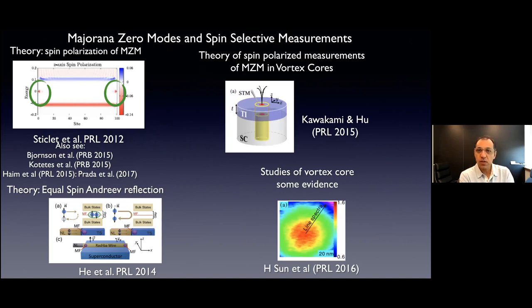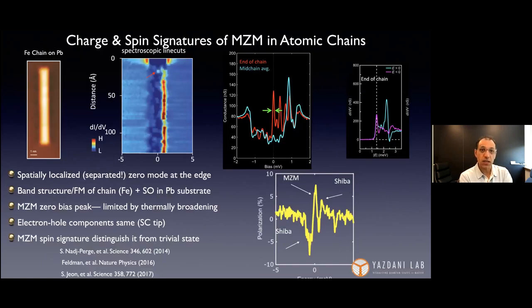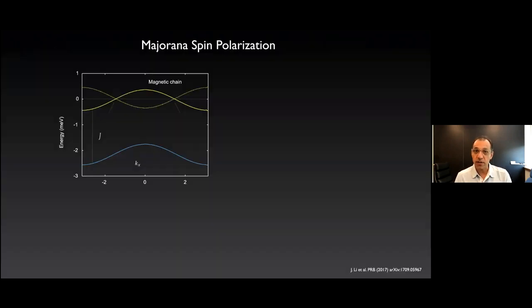I'm just going to flash some results which were done a number of years ago, on these atomic chain platforms where you have, in our case, iron chains on lead, and you detect with regular spectroscopy the zero modes that are temperature limited. But mostly I just want to highlight these spin polarized experiments, which I think are quite important when you do tunneling spectroscopy as a way of distinguishing Majorana zero modes.